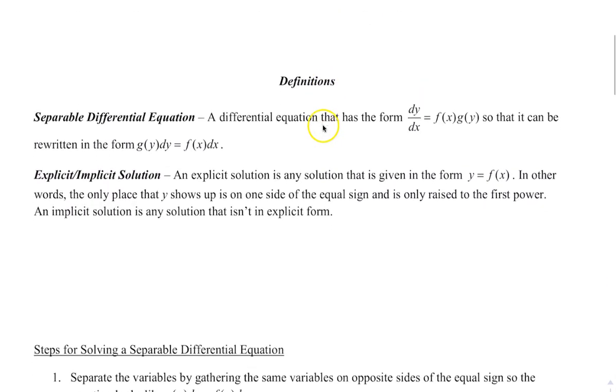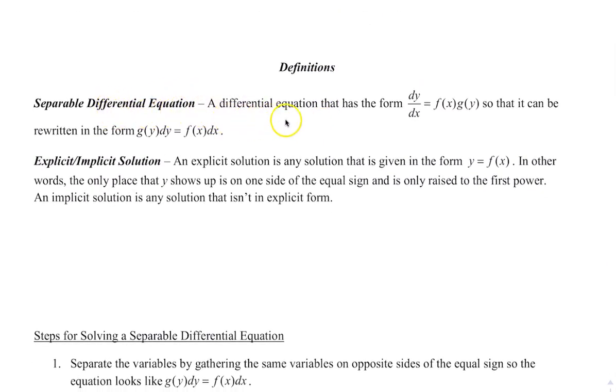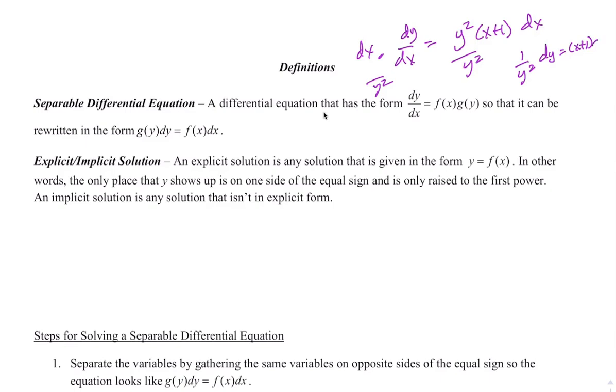So first, let's go over a couple examples. Separable differential equations: the differential equation has the form dy/dx equals f of x times g of y, so that it can be rewritten so you can separate the x's and the y's. For example, if I give you dy/dx equals y squared times (x plus 1), I can multiply dx to both sides and divide by y squared on both sides. You essentially get 1 over y squared dy equals (x plus 1) dx.